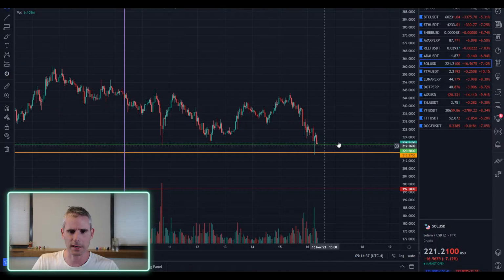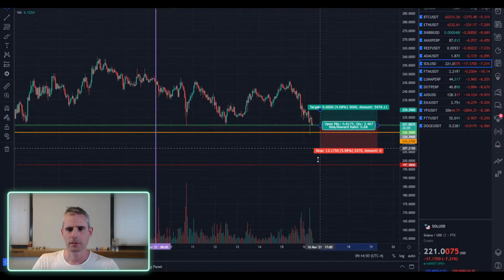but let's see where we need to get to make that worth our time or risk. So let's take that tool. Our stop will be here. In order to get to a 3-to-1 risk reward ratio, we need our take profit to be here. So that's quite a long way.